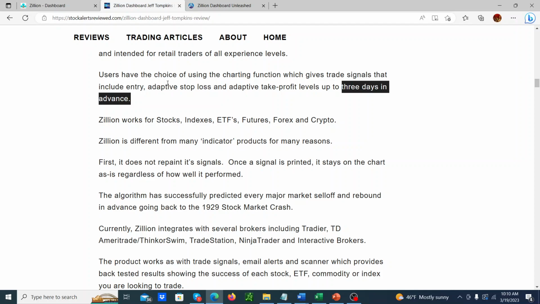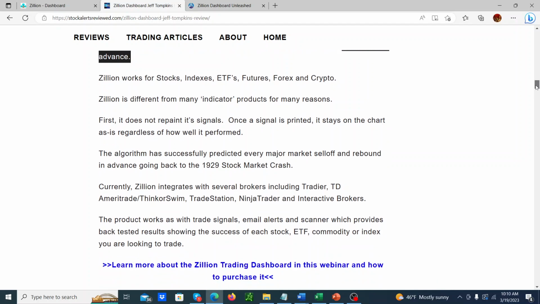It might signal that something's going to go up within the next day or two, and it might just not be confirmed. So they use this 3 days in advance quite a lot for marketing purposes. I'll show you all this in a few minutes in the actual program. I just want to go through some of this review first.